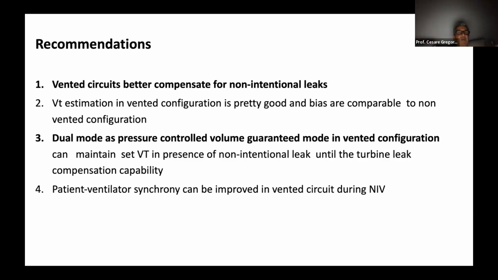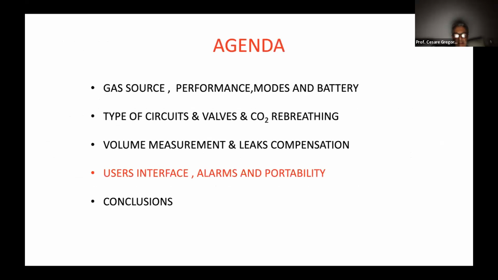So recommendation: a vented circuit better compensates for non-intentional leaks, especially, I love vented in non-invasive. VT estimation, but it's my opinion, estimation in vented configuration is pretty good, and bias is comparable to non-vented configuration in presence of linear leaks. Dual mode, pressure control, volume guarantee mode in vented configuration can maintain set VT much better than double limb circuits. And patient ventilatory signal can be improved, especially during non-invasive ventilation. I just told you the state of the art.